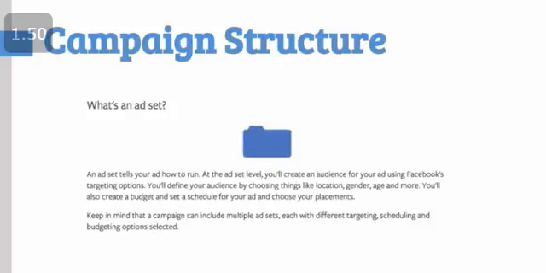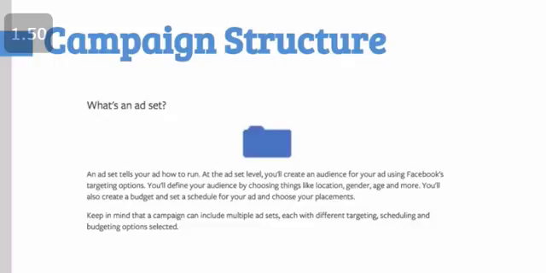So what's an ad set? An ad set tells your ad how to run. At the ad set level, you'll create an audience for your ad using Facebook's targeting options. You'll define your audience by choosing things like location, gender, age, and more. You'll also create a budget and set a schedule for your ad and choose your placements. So keep in mind that a campaign can include multiple ad sets, each with different targeting, scheduling, and budgeting options selected. Okay, so that's really important.